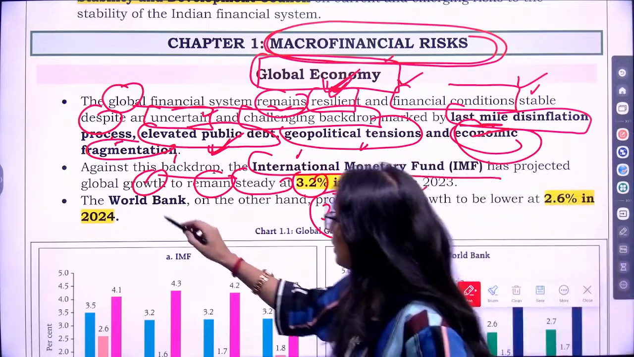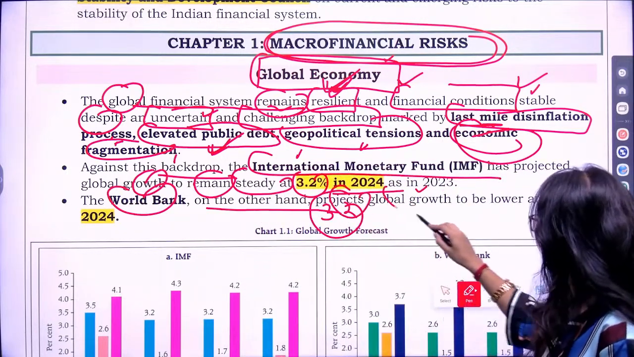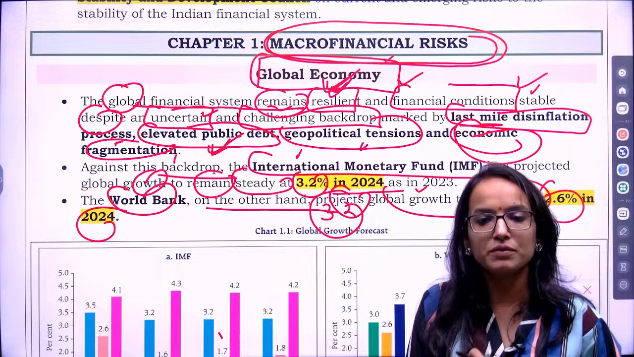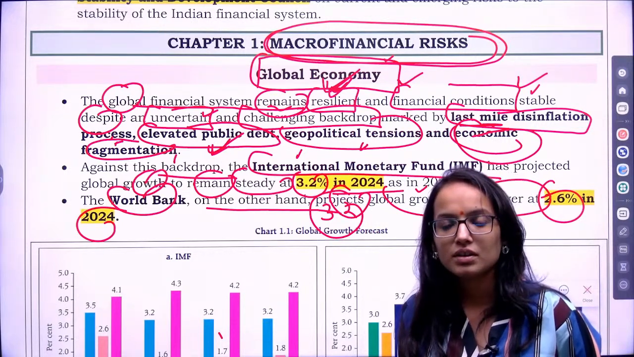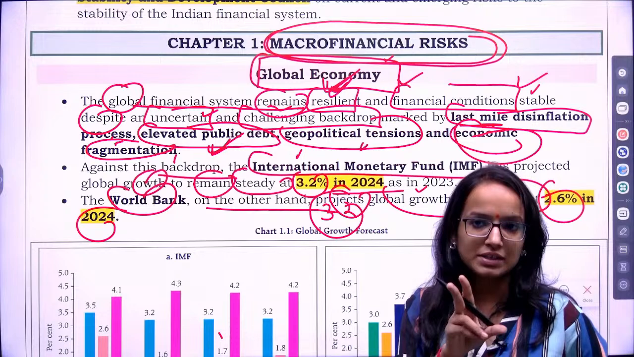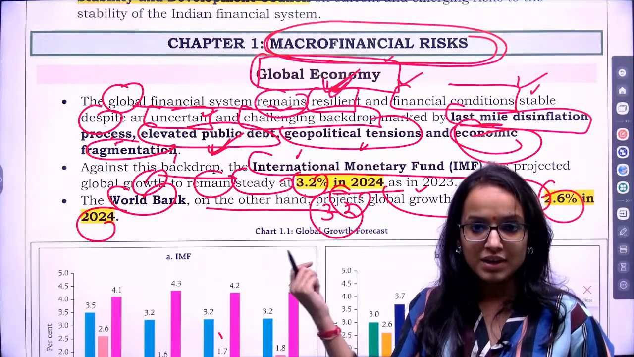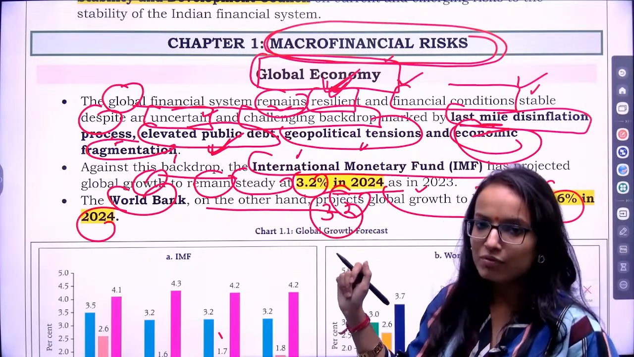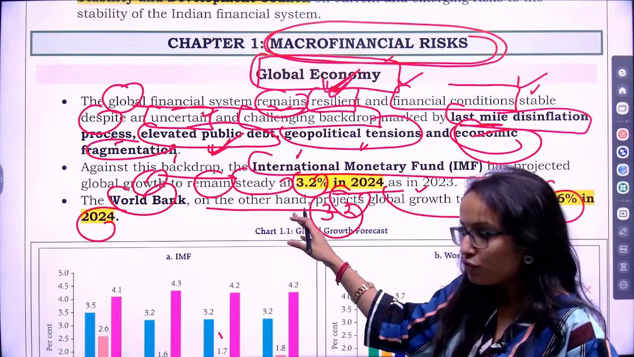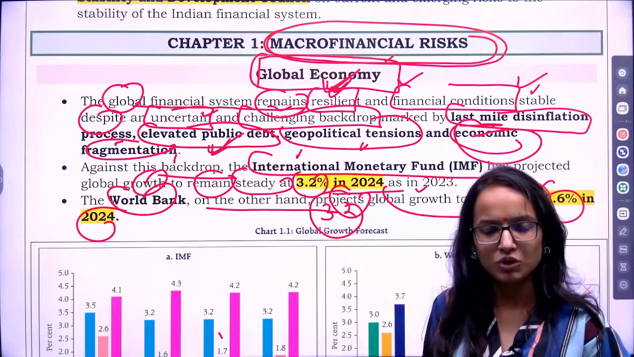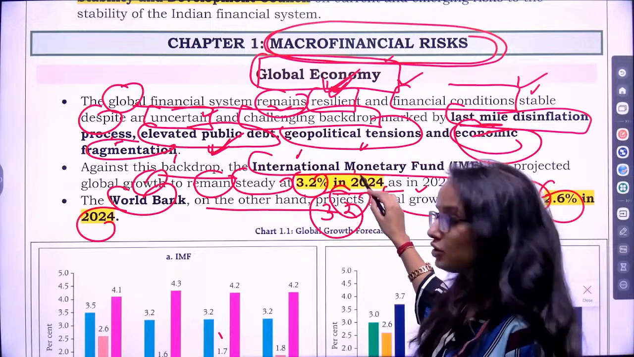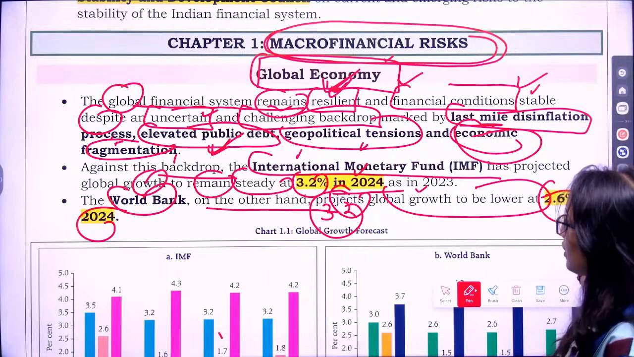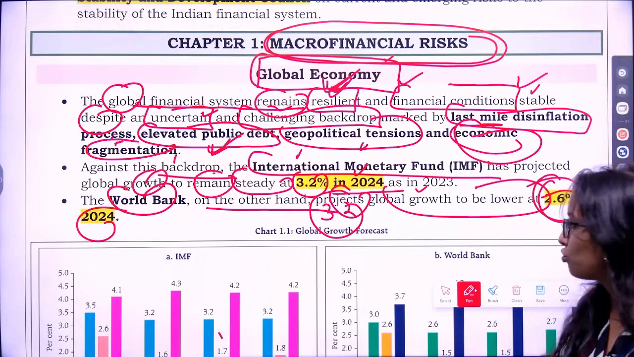All right. Next, the World Bank, on the other hand, projects global growth to be lower at 2.6 in 2024. So we are talking about 2024, which is the ongoing current year, right? Now you have two forecasts in this case. The first is given by the IMF, the second by the World Bank. The IMF forecast is a bit higher than the World Bank one. The IMF says growth would be around 3.2% in 2024, but the World Bank forecast is lower, around 2.6 in 2024.